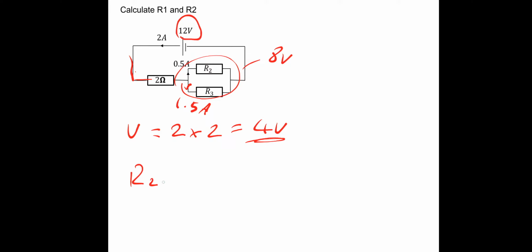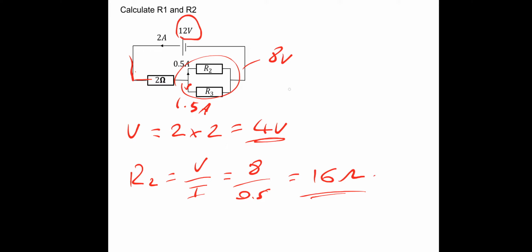So the resistance R2 is equal to the voltage across R2 over the current. So the voltage is 8 and the current is 0.5. So the resistance R2 is 16 ohms.